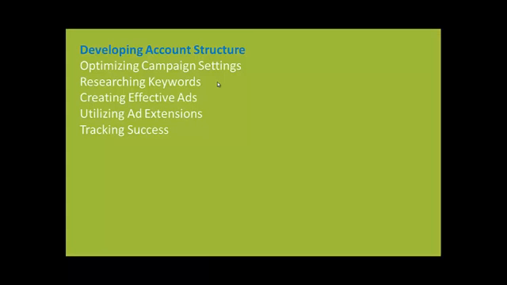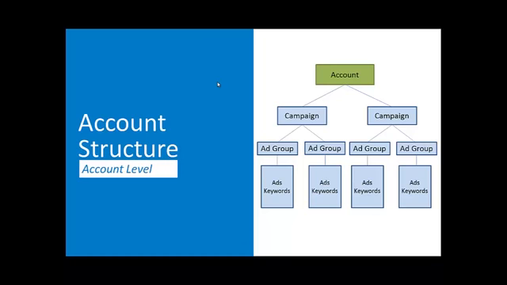So first, looking at developing the account structure. Just as a quick look at an overall account level, giving you an idea of what makes up an account. Within your account, you're going to have multiple campaigns, and within those campaigns will be ad groups, and those keywords and ads will live in those ad groups. So within a campaign, within an account, that's really what's going to be holding everything. And it's going to have one billing credit card per account.